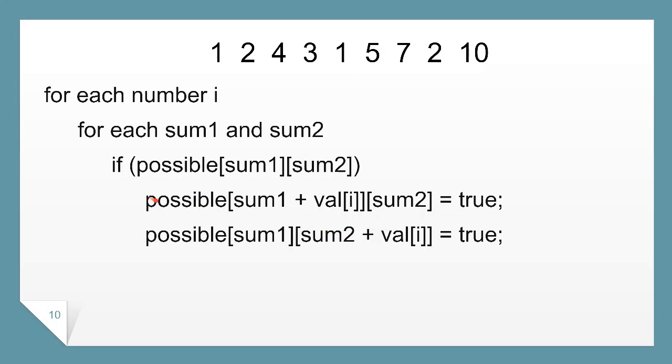So that's what this line does. Possible of sum 1 plus value of I, sum 2 is true, because if your current distribution is possible, then you can just add your current number to bin 1. And then same thing with sum 1, sum 2 plus value of I equals true. Now what happens when you add your current number to bin 3? Well, sum 1 and sum 2 don't change. So possible of sum 1, sum 2 is true. Why didn't I put that down? Because if that wasn't true, then you wouldn't have gotten into this if statement. So that would be redundant.